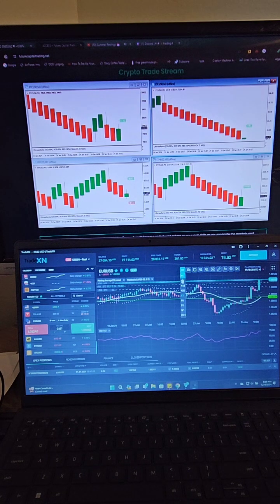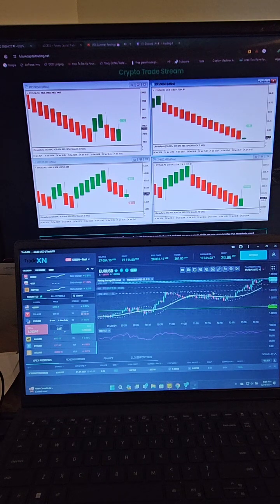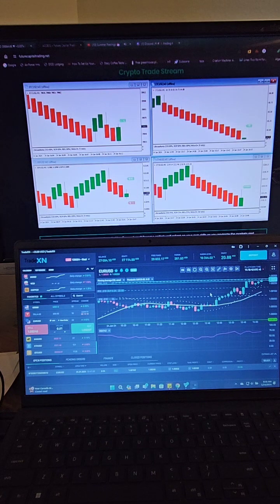So we'll see what ends up happening there. This only takes a little bit more and we'll break that. Again, just looking for 50-point trades.